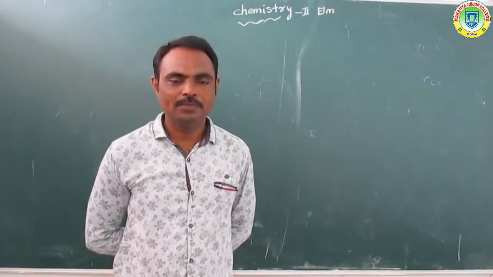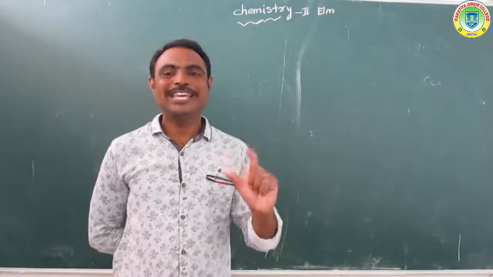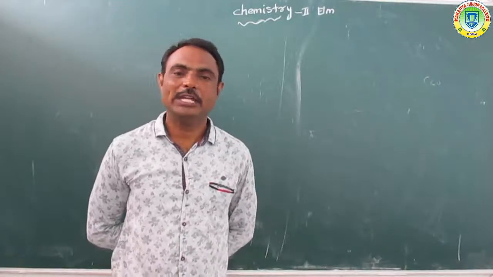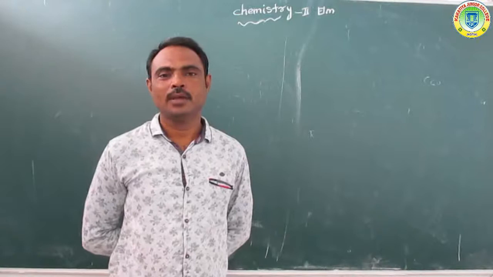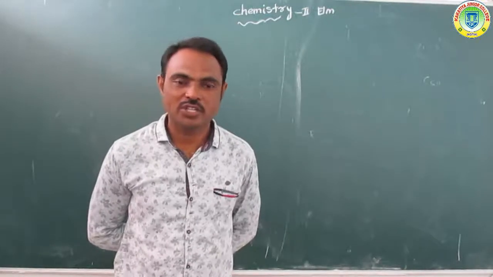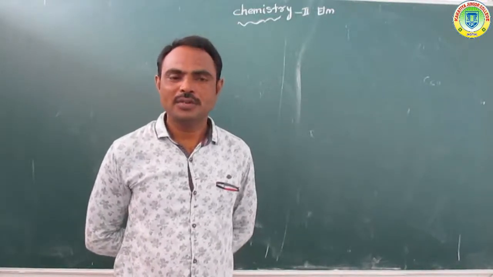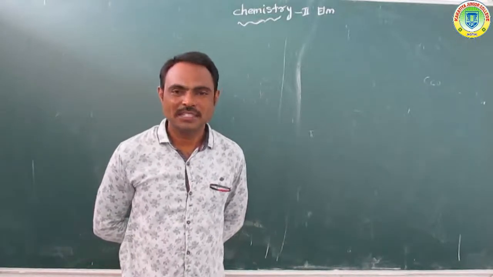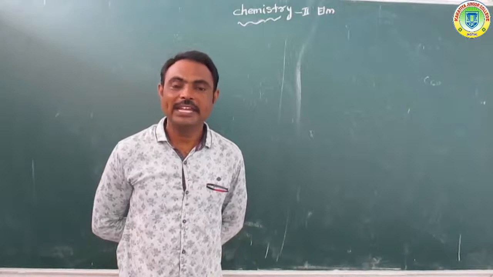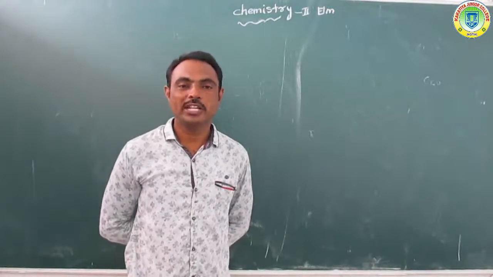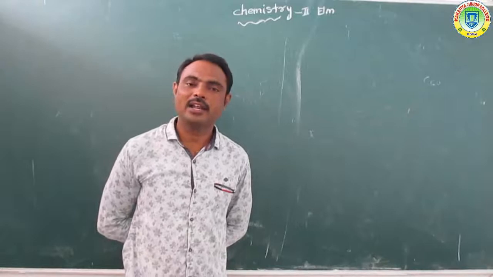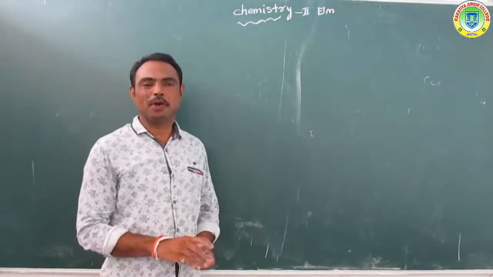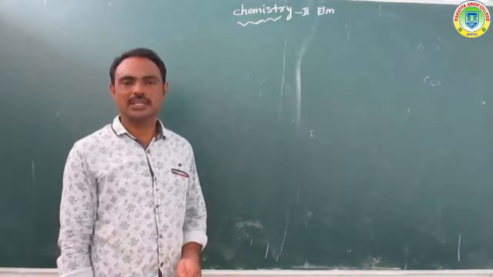At the same time, XeF4 has sp3d2 hybridization and a square planar structure. Last one, XeF6: sp3d3 hybridization and a distorted octahedral shape. Now in today's class we will discuss the remaining structures.